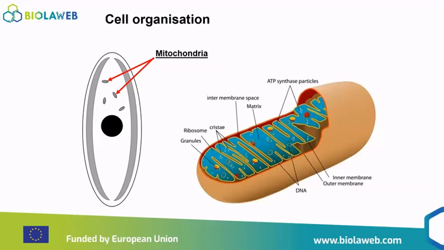Another important organelle in diatoms and in every eukaryote is the mitochondria. Here you can find a scheme of a mitochondria. You can see its outer membrane, inner membrane, and you have some genomes here symbolized by these circles. You can have different copies of a genome in a mitochondria.